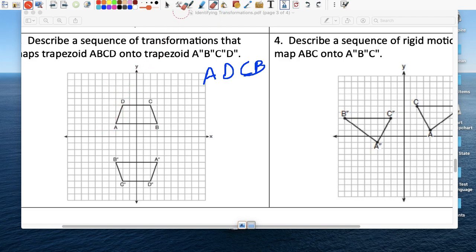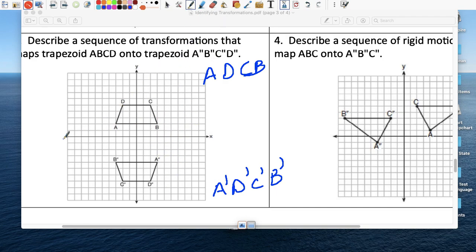Right? Let's do the same thing at the bottom. A prime is seated, and then the next person would be a D prime, and the next person would be a C prime, and the next person would be a B prime. Notice that the order in which they're seated are the same, so no reflection involved here. So how do we do this without a reflection?